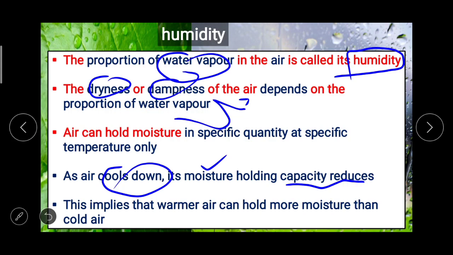Because if the temperature becomes lower, if the air is not warmer, then there will not be moisture. In other words, we can say warmer air can hold more moisture than cold air.